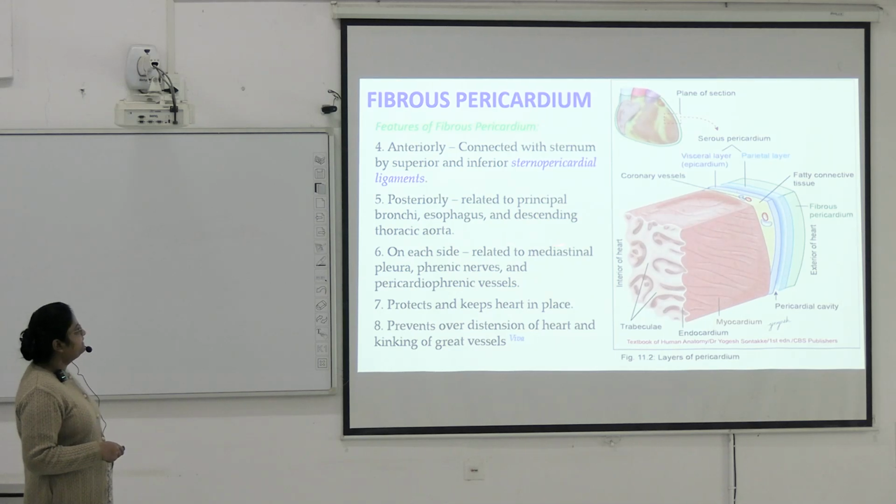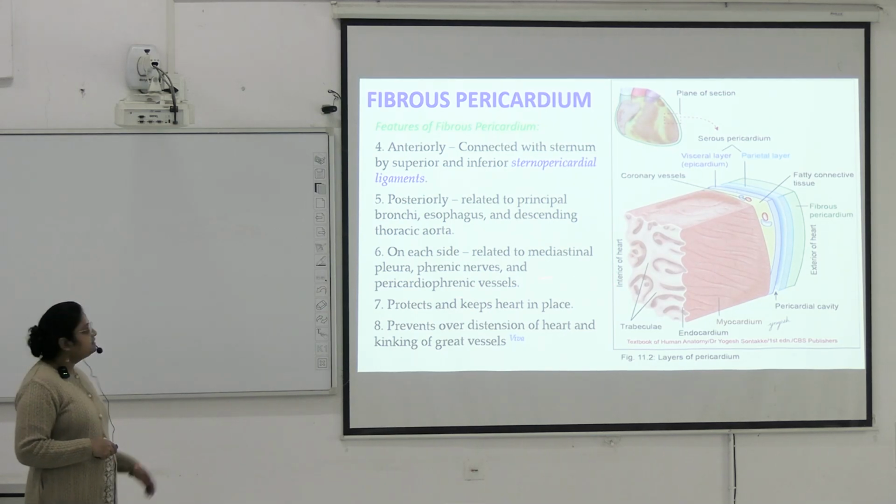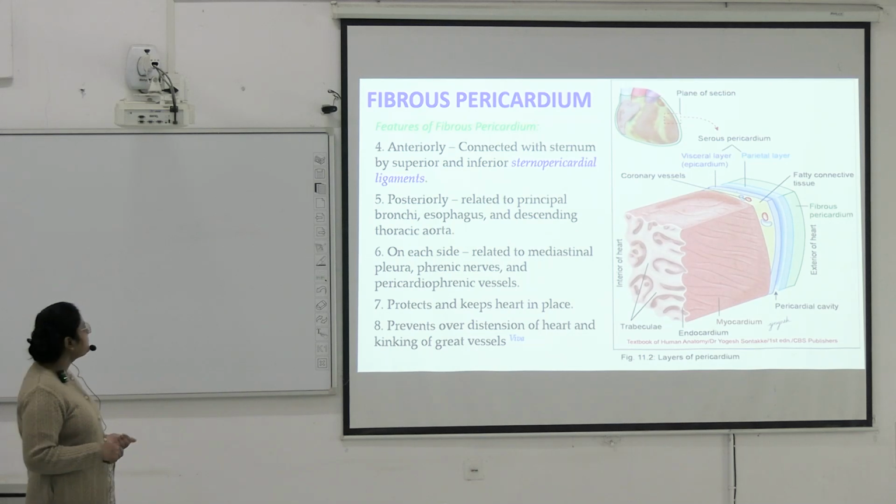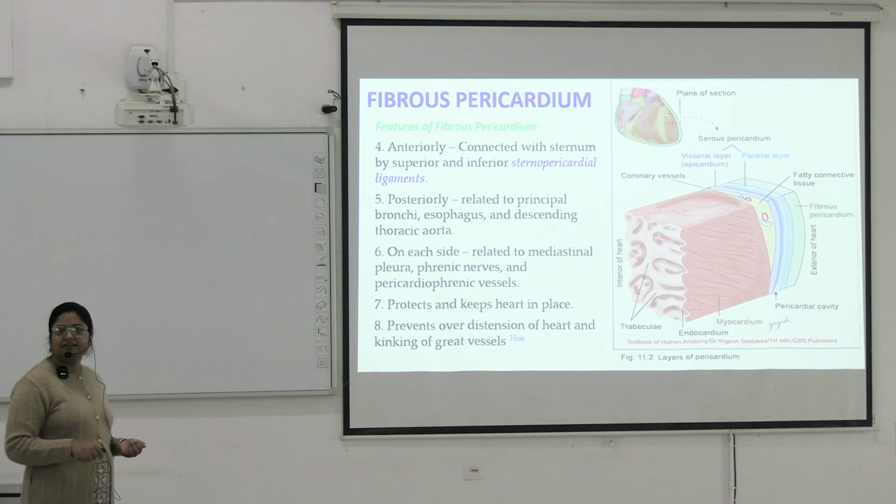Next, on each side, it is related to mediastinal pleura, phrenic nerves and pericardiophrenic vessels. Okay, these structures you will see in your dissection of mediastinum. And it protects and keeps the heart in place, prevents over distension of the heart and kinking of the great vessels. These are the functions of the fibrous pericardium.